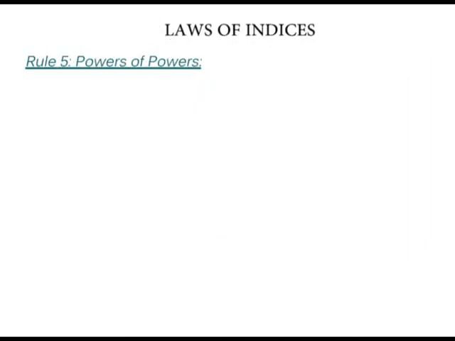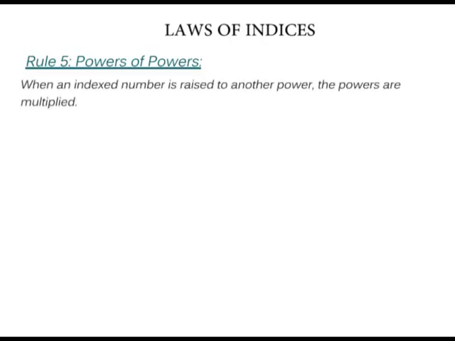Rule 5. Powers of powers. When a number is written in index form and it is raised to another power, the indices are multiplied. For example, 2 raised to power 3 in bracket raised to power 2 is equal to 2 raised to power 3 times 2 raised to power 3. We add the powers and we get 2 raised to power 6.